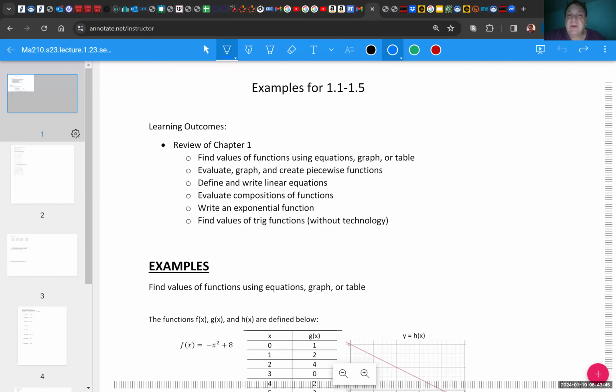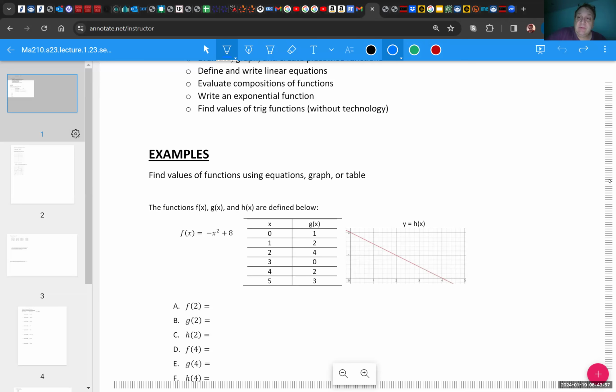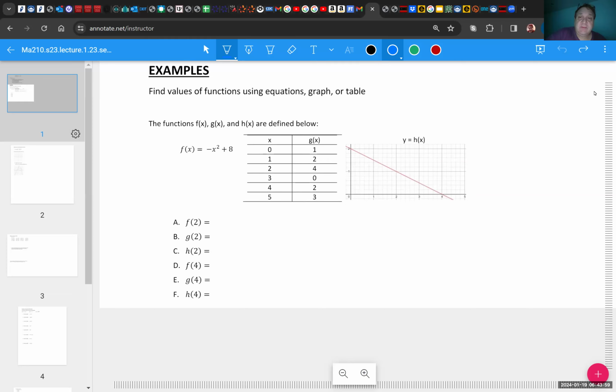Hi there, this is a video for section 1.1 on finding the values of functions using equations, graphs, or tables. The example I'm going to be demonstrating right here uses three different functions. The first function is written as f(x) equals negative x squared plus 8. That's a function written as an equation, the most common way to write a function.